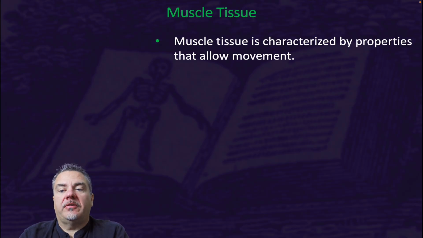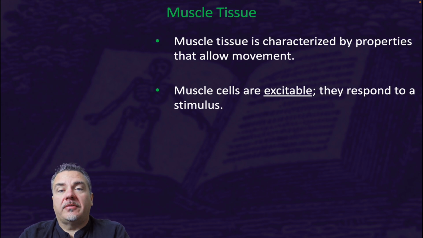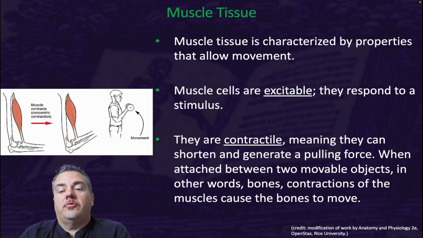Muscle tissue is characterized by properties that allow movement. Muscle cells are excitable, in other words, they respond to a stimulus, and they are contractile, meaning that they can shorten and generate a pulling force. When attached between two movable objects, in other words, bones, contractions of the muscles cause the bones to move.